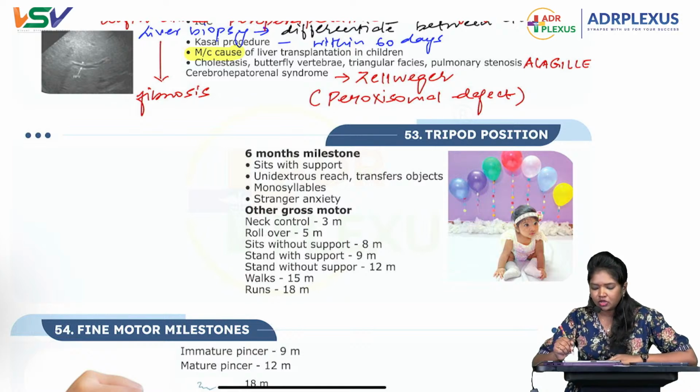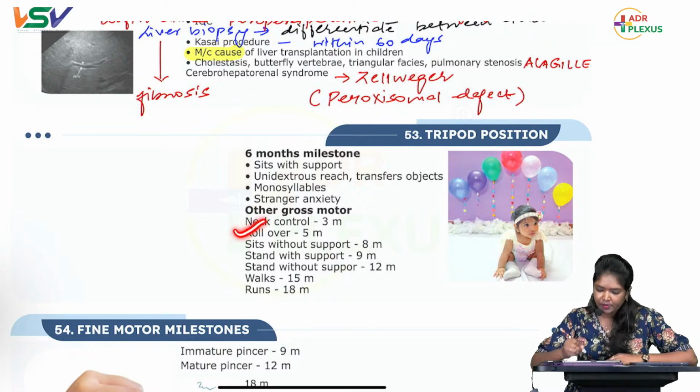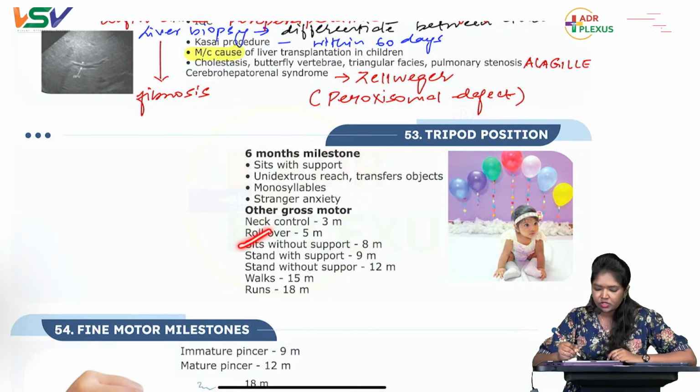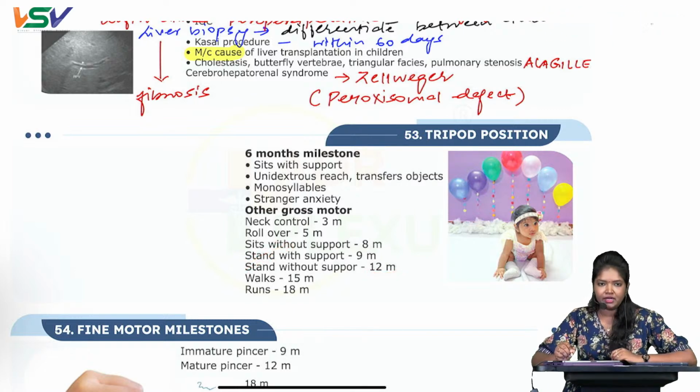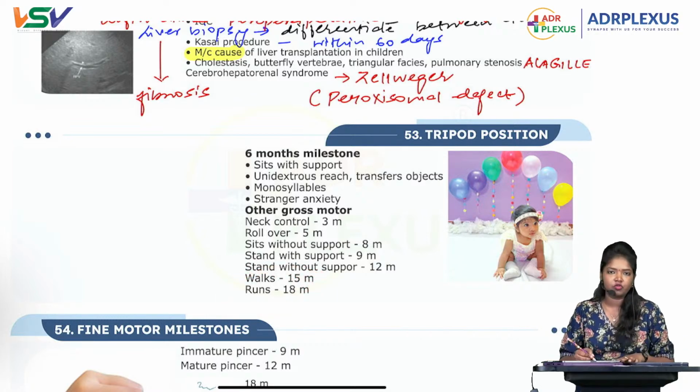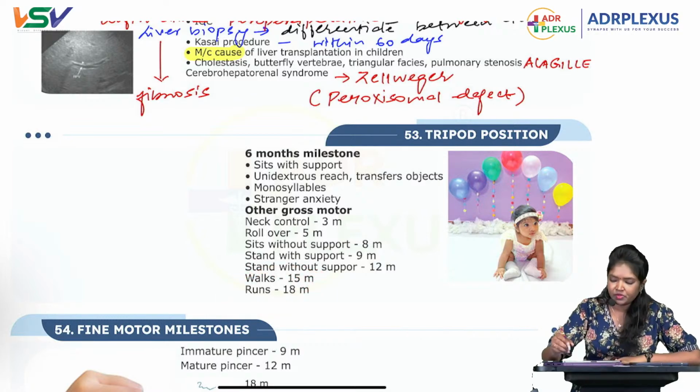Other gross motor milestones: neck control is the first one achieved in gross motor, around 3 months. Baby rolls over at 5 months. Sits without support at 8 months. Sits with support at 6 months, we have seen. Standing with support at 9 months. Standing without support at 1 year. Walks by 15 months and the baby can run by 18 months of age.